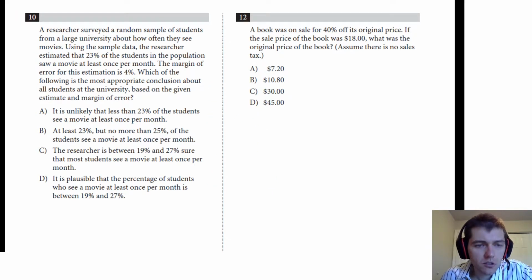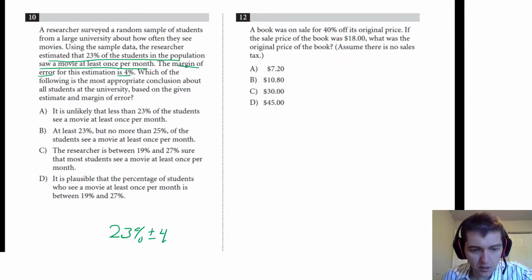Problem 10. A researcher surveyed a random sample of students from a large university about how often they see movies. Using the sample data, the researcher estimated that 23% of the students in the population saw a movie at least once per month. The margin of error for this estimation is 4%. Which of the following is the most appropriate conclusion about all the students in the university based on the given estimate and the margin of error? So basically all they're saying is that this study concluded that 23% plus or minus 4% of students saw a movie in the last month. So there's no choice except to read every answer and see which one says that, essentially.